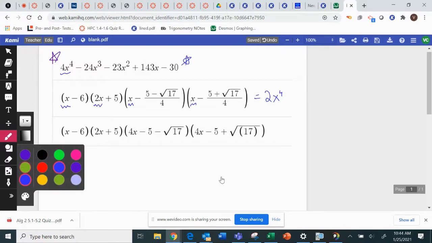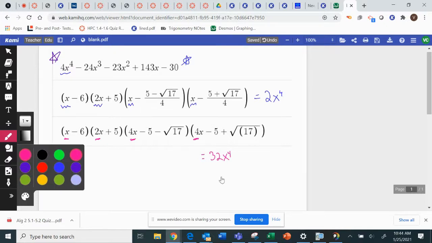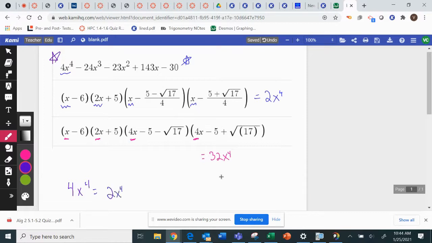And if I did it to this one here, if I multiplied out x and 2x and 4x and 4x, Evan, what would I get? Okay, so again, not the same as 4x to the fourth. What would I have to do to 2x to the fourth to make it into 4x to the fourth? Multiply it by 2. Let's see if that works on the graph.